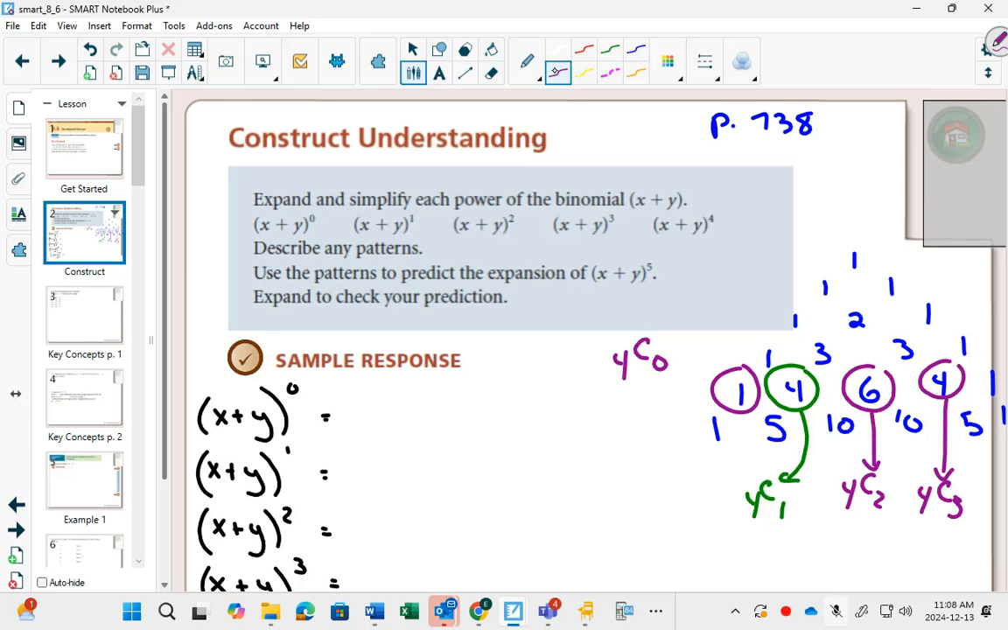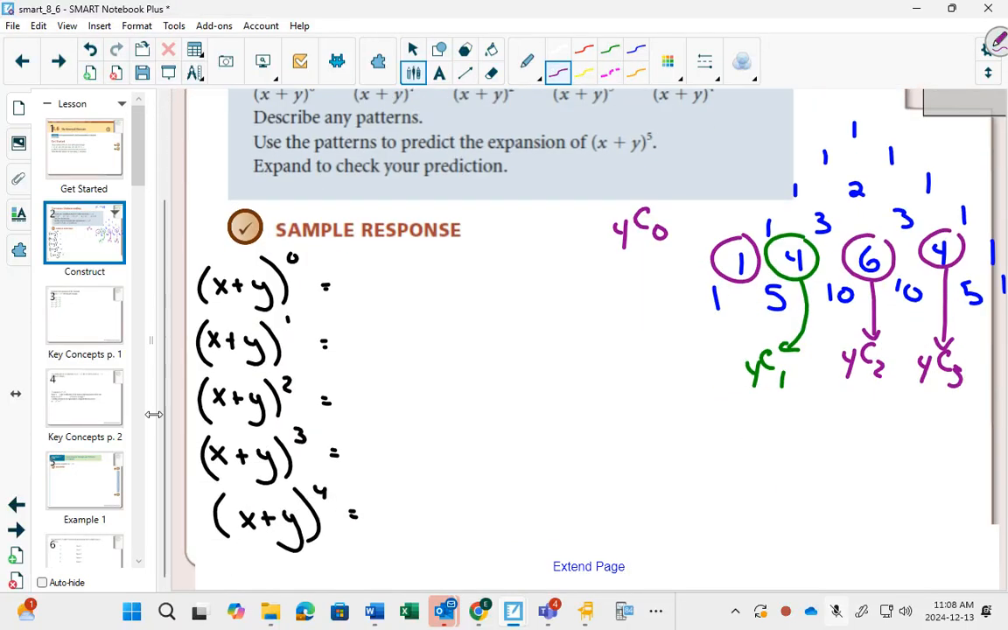Now it's important to know that these numbers in Pascal's triangle are related to combinations, because we're going to have a formula that connects that today when we look at doing the algebra for expanding. Now, some of these you already have done.